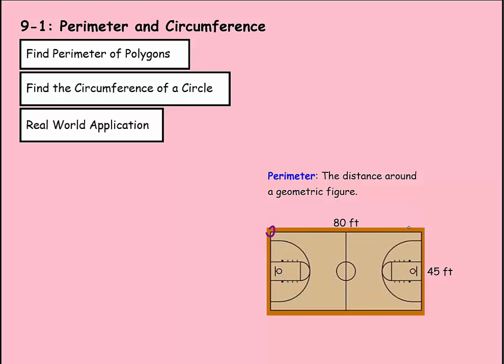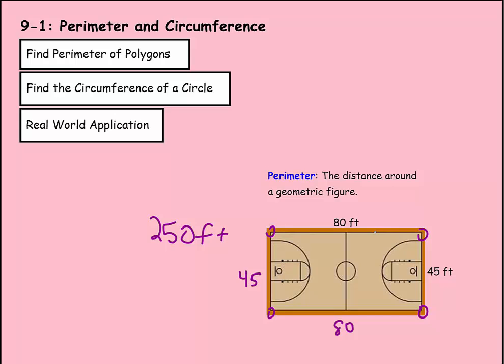So from here to here, you would run 80 feet. From here to here, you would run 45 feet. From here to here, you would run the same distance as this, so 80 feet. And then from here to here, you would run 45 feet, because that's the same distance as that. To solve that, then, you would have to combine these, or add them together. Adding all these together would be a total of 250 feet. So that would be the perimeter of this gym.